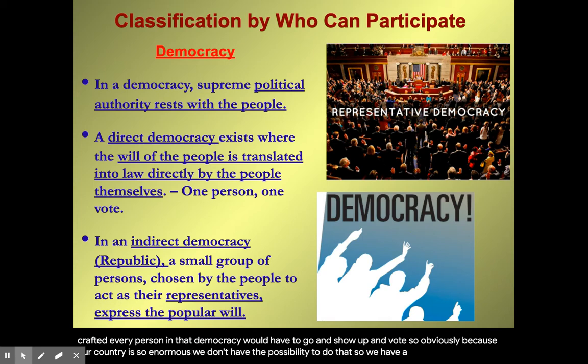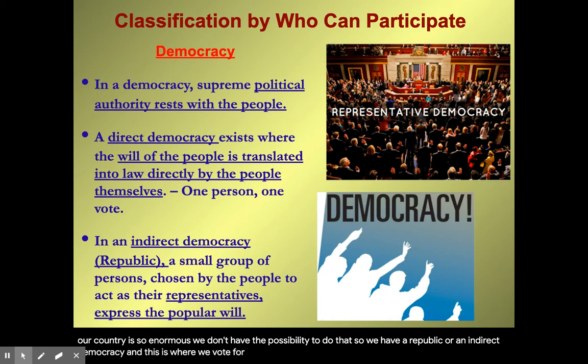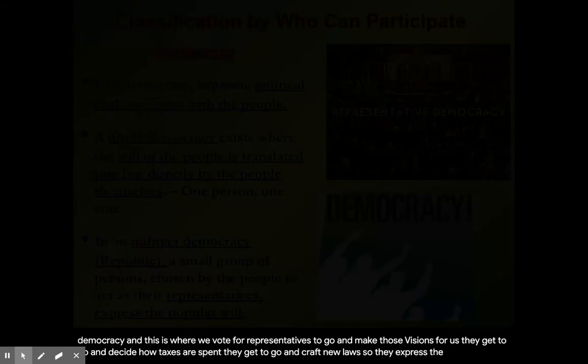So we have a republic or an indirect democracy. And this is where we vote for representatives to go and make those decisions for us. They get to go and decide how taxes are spent. They get to go and craft new laws. So they express the popular will of the people.